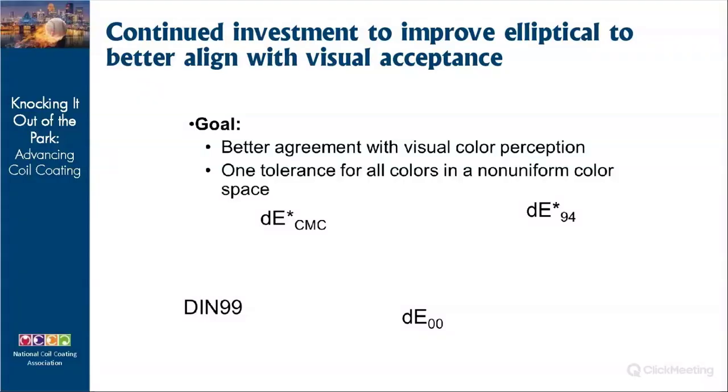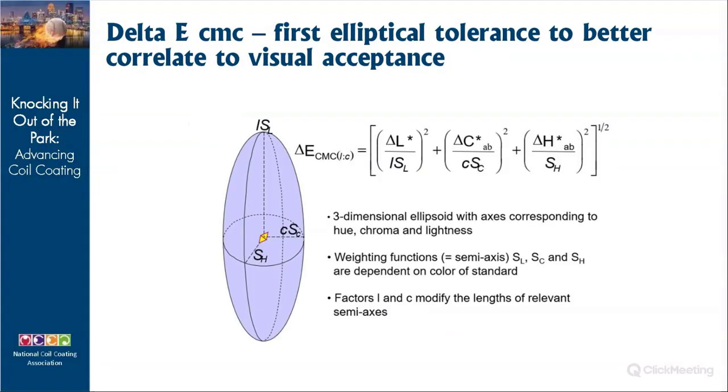So we want to continue to evolve. We want to continue to align with these newer equations and take advantage of them. So let's take a little bit deeper dive into how these ellipses are formed and controlled. The first one is the CMC ellipse, and you see the equation here. It's usually written this way. It says delta E CMC, L to C. That's the ratio of the lightness vector, this vector here, to the chroma vector here.